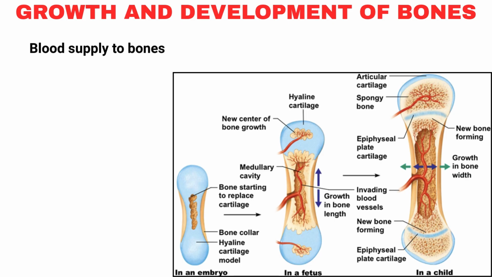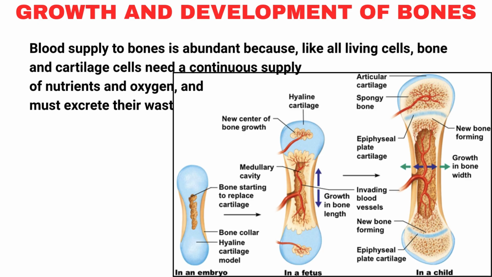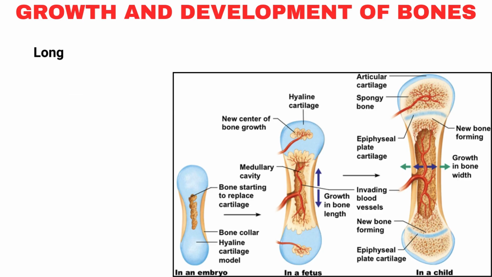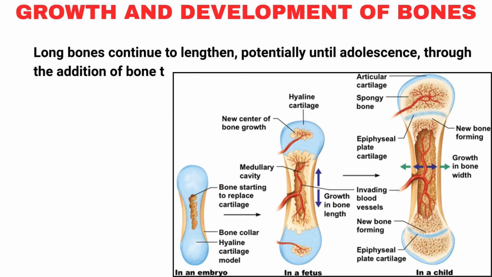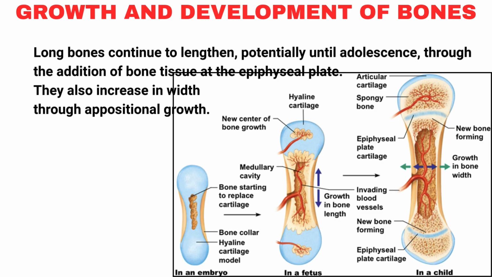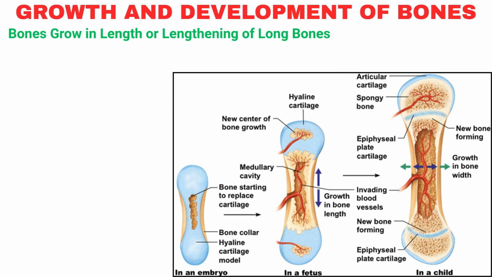Blood supply to bones is abundant because, like all living cells, bones and cartilage cells need a continuous supply of nutrients and oxygen and must excrete their waste. Long bones continue to lengthen potentially until adolescence through the addition of bone tissue to the epiphyseal plate. They also increase in width through appositional growth. Now we will see how bones grow in length.